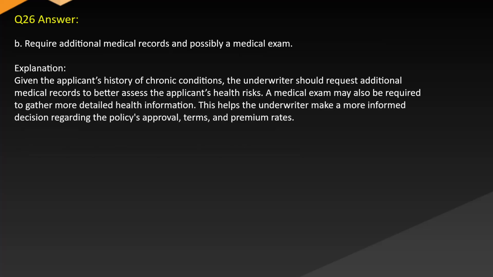Answer: B. Require additional medical records and possibly a medical exam. Explanation: Given the applicant's history of chronic conditions, the underwriter should request additional medical records to better assess the applicant's health risks. A medical exam may also be required to gather more detailed health information. This helps the underwriter make a more informed decision regarding the policy's approval, terms, and premium rates.